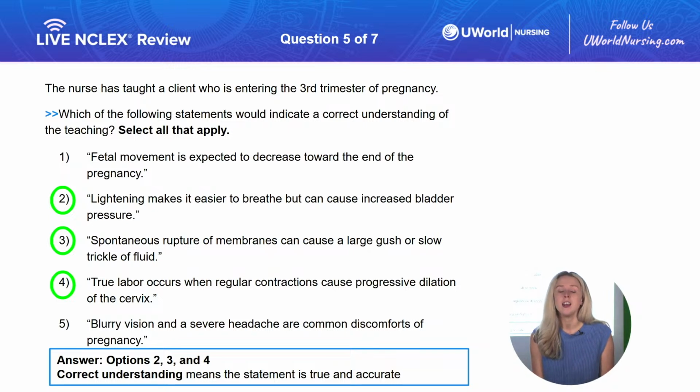And lastly, 5, another incorrect understanding. Blurry vision and severe headaches are signs and symptoms of preeclampsia. They're not common discomforts of pregnancy. A client should not dismiss this as normal. They should go and seek medical attention and let their provider know.